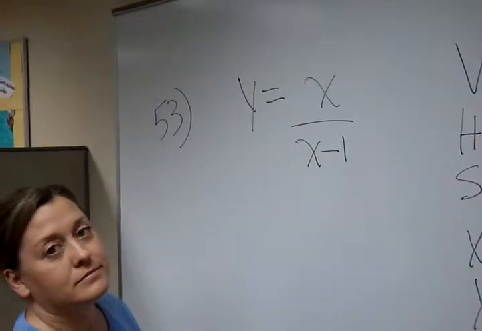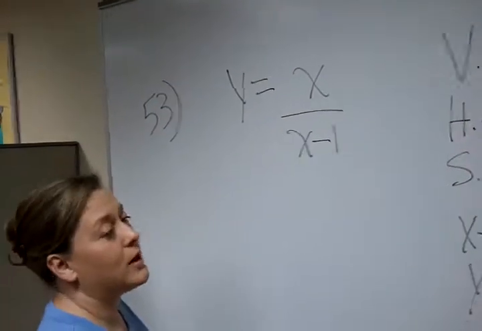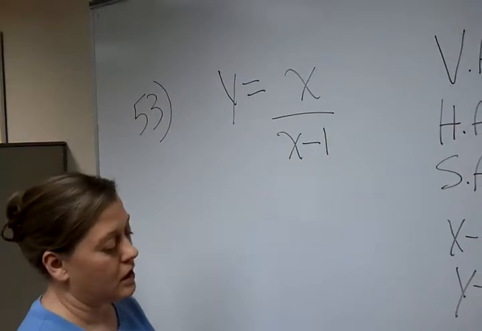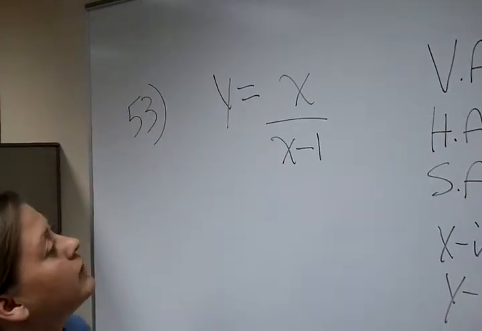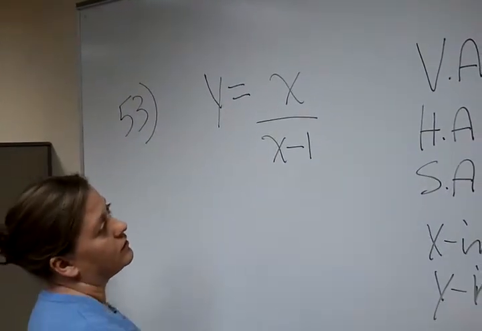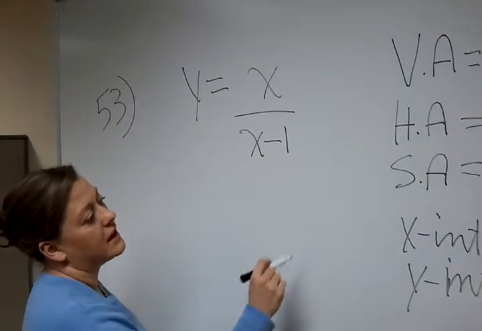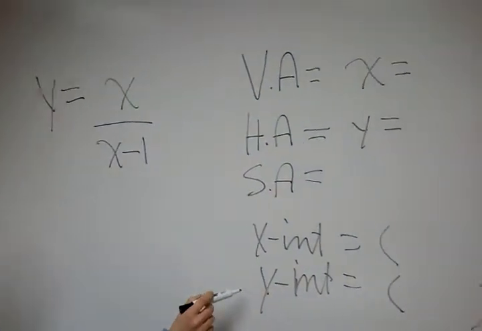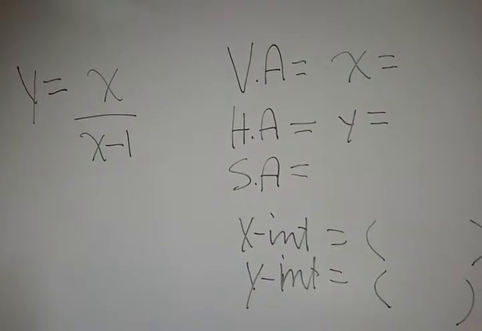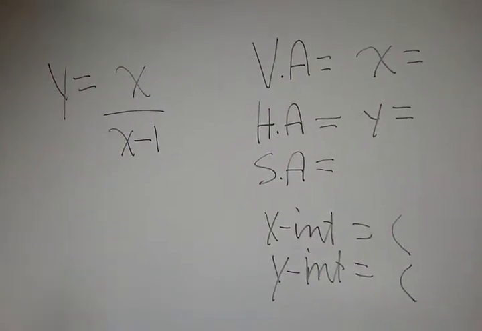This is Group 2, Problem 53, Section 3.5. What we're asked to do here is find the vertical asymptote, horizontal or slant asymptote, x-intercept, y-intercept, and any symmetry, and then graph it.